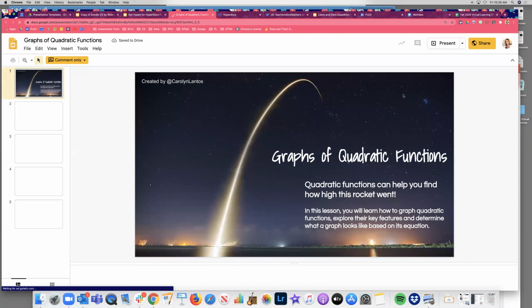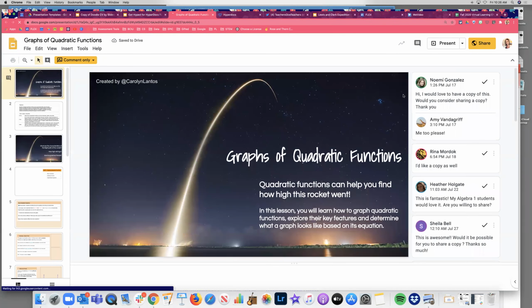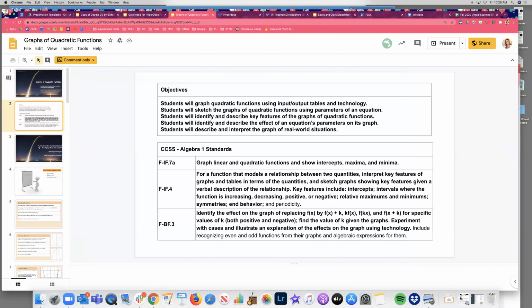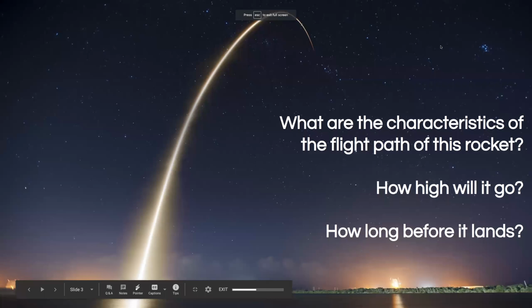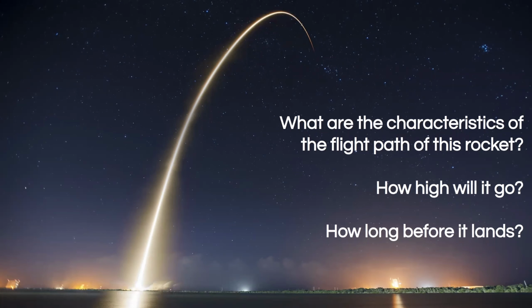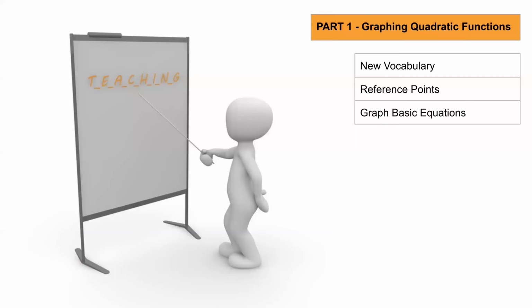Here is a math example. Graphs of quadratic functions. So even with some of the higher level content, what are the characteristics of the flight path of this rocket? How high is it going to go and how long before it lands? This is my opening. Remember, starting off with that engage piece. Well, I am kind of interested in knowing about that rocket.